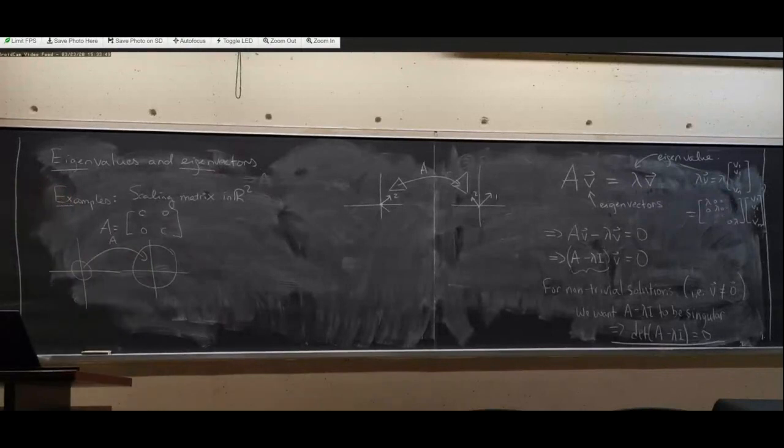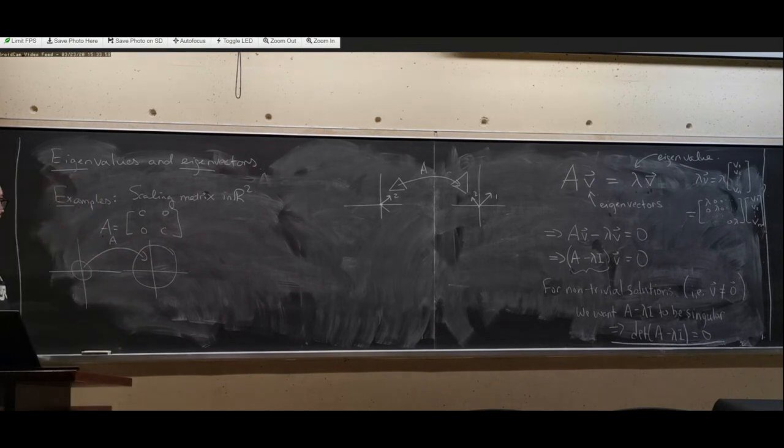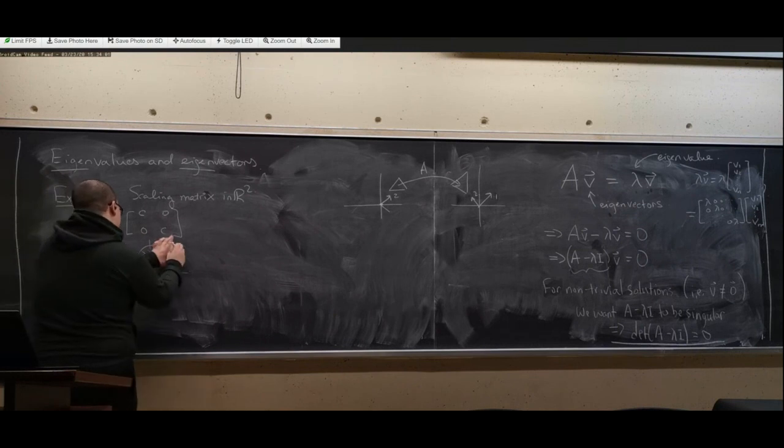So this is a scaling matrix, which if you multiply by x y, you get cx and cy, right? So it's the same as just multiplying a constant to everything. What do you guys think that the eigenvectors for this should be?